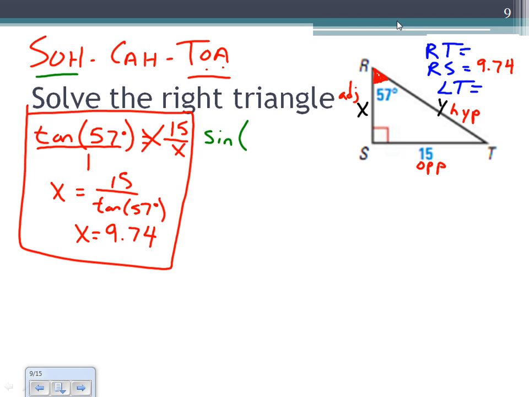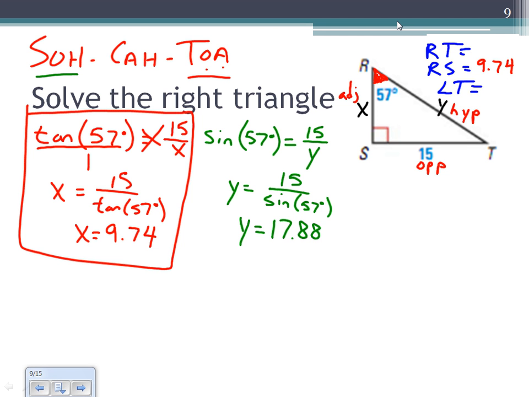Is y an angle? No. 57 degrees. Because remember, see how it's highlighted? Over. Okay, I'm going to skip a few steps. Y is going to be 15 over sine of 57. Plug that into the calculator, and y equals, what is it? 12? 17.88.